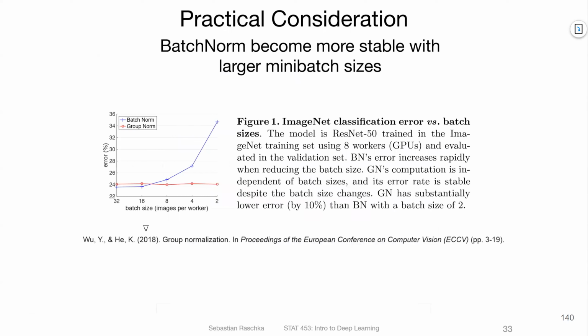And practical considerations are like this. Batch norm becomes more stable with larger mini batch sizes. This is straightforward because we are calculating mean and variance. And if we have more samples, then our estimate of mean and variance becomes more accurate. Therefore, we better use larger batch size when we're applying batch norm. In other words, if we cannot afford big batch size, then we should not employ batch norm.